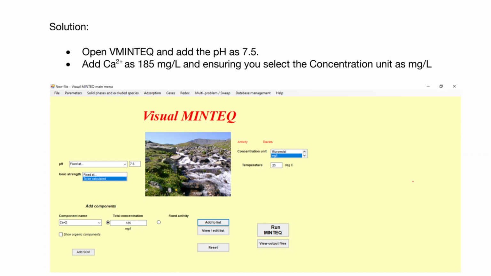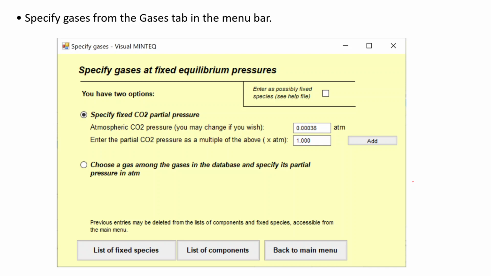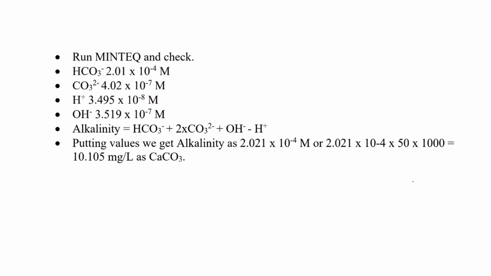How? First we will fix the pH to 7.5. Then calcium ion we are adding as 185 milligrams per liter, and we have to be very sure that we are selecting the concentration unit as milligrams per liter. Then we will fix the gases. So the partial pressure is added as 0.00038 atm, as given in the question. Then we will just run Visual Mintech.